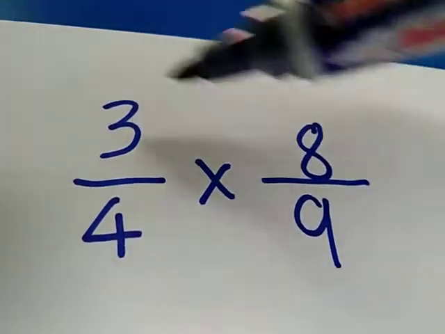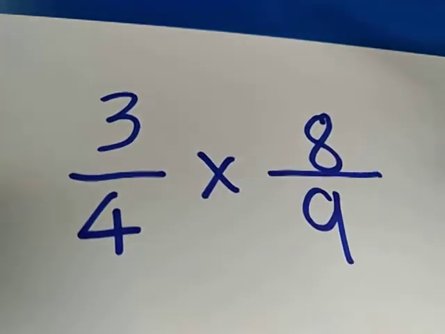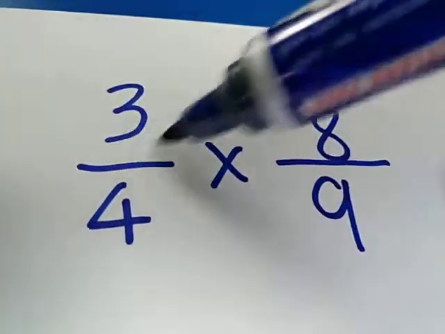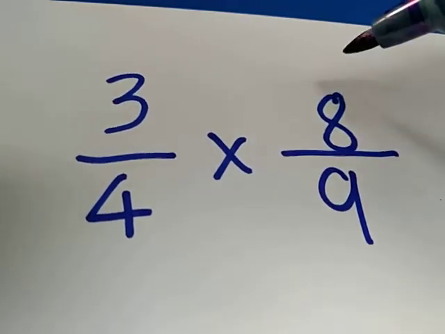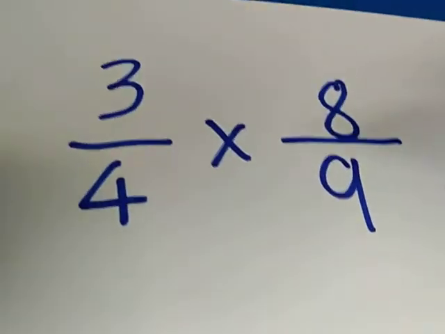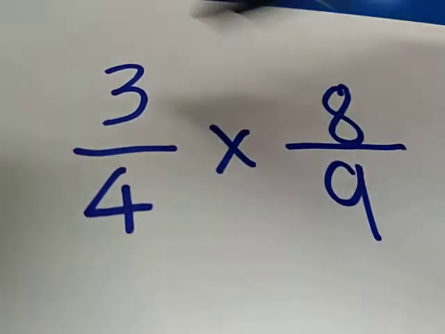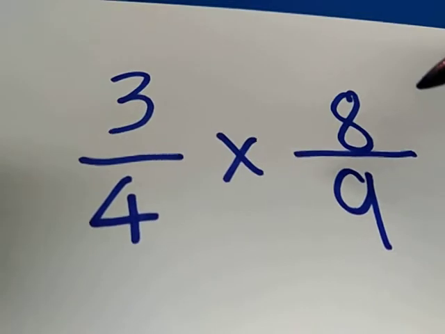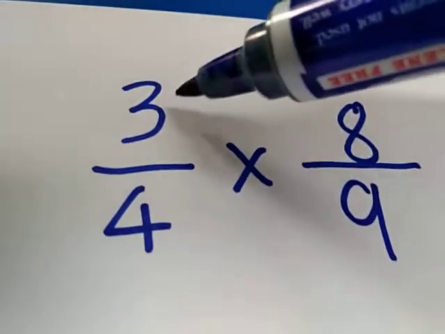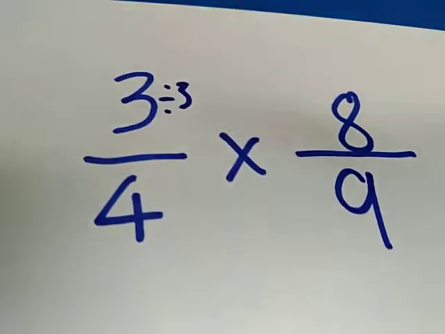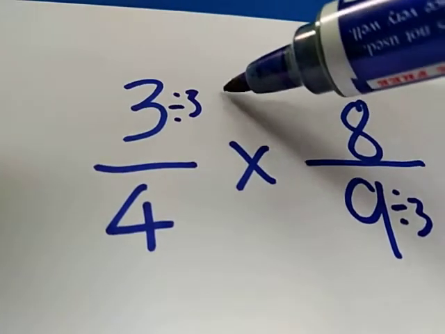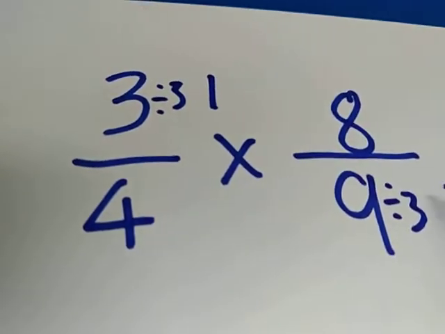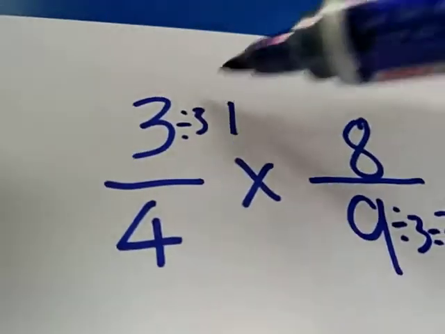in a cross shape whether we can divide this numerator by this denominator, or this denominator and this numerator together. Okay, so with 3 and 9, we can divide both of those by 3. So we'll do divide by 3 and divide by 3 to get 1 and 3.